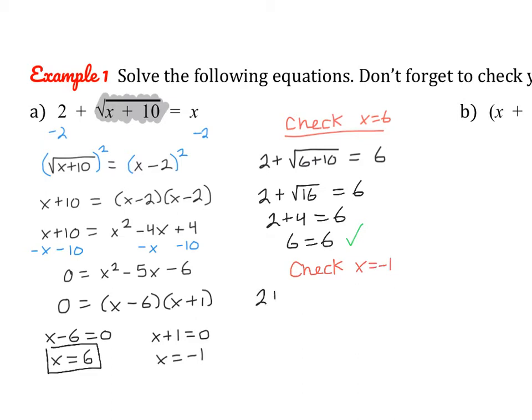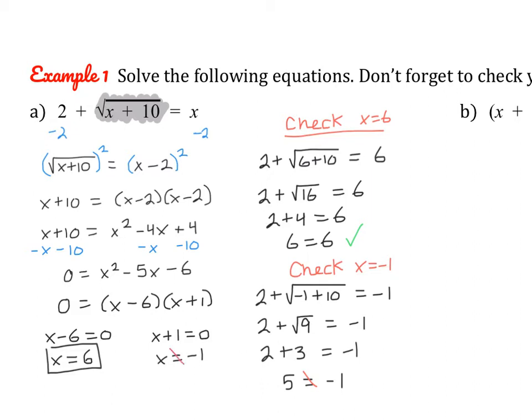So we have 2 plus the square root of negative 1 plus 10 equals negative 1. So 2 plus the square root of 9 equals negative 1. So this is claiming that 2 plus 3 equals negative 1. We know that 5 does not equal negative 1. So that means that x equals negative 1 is actually an extraneous solution.